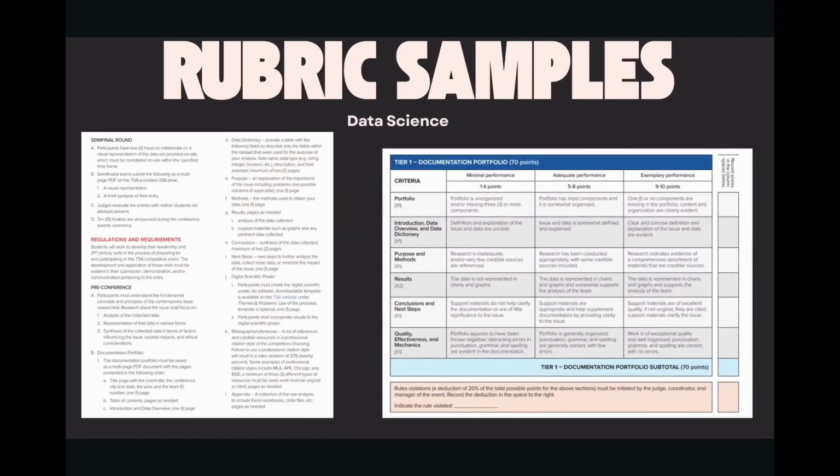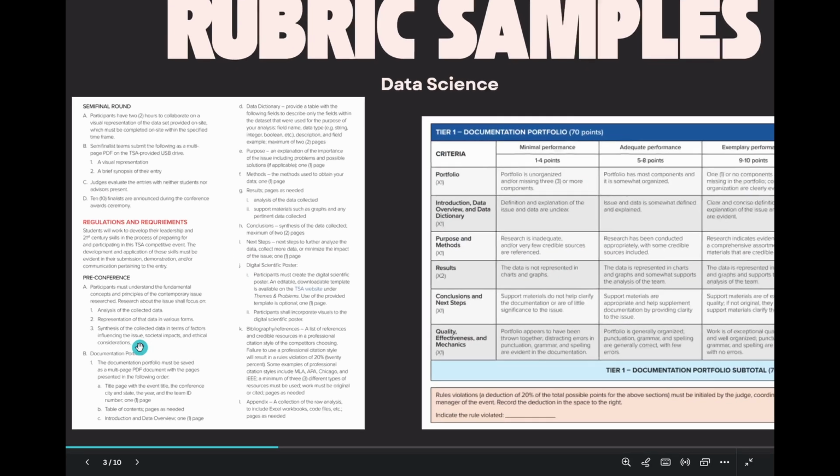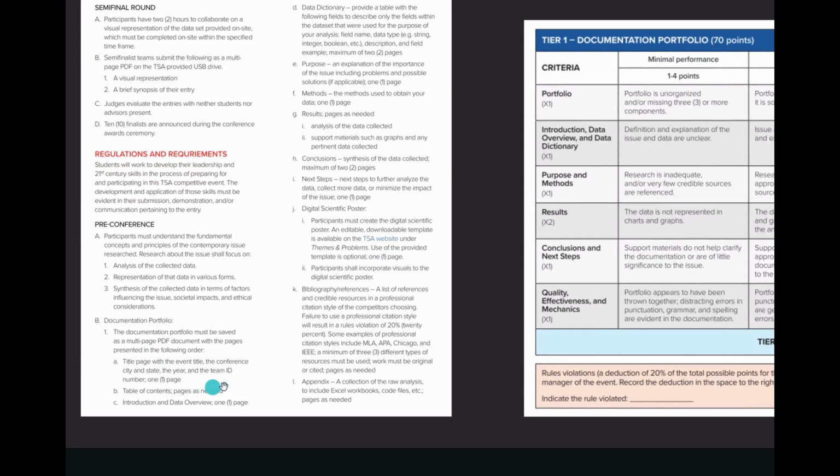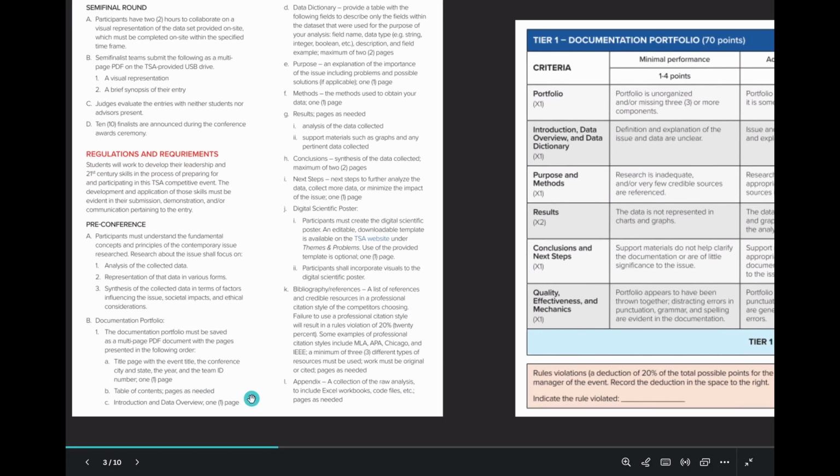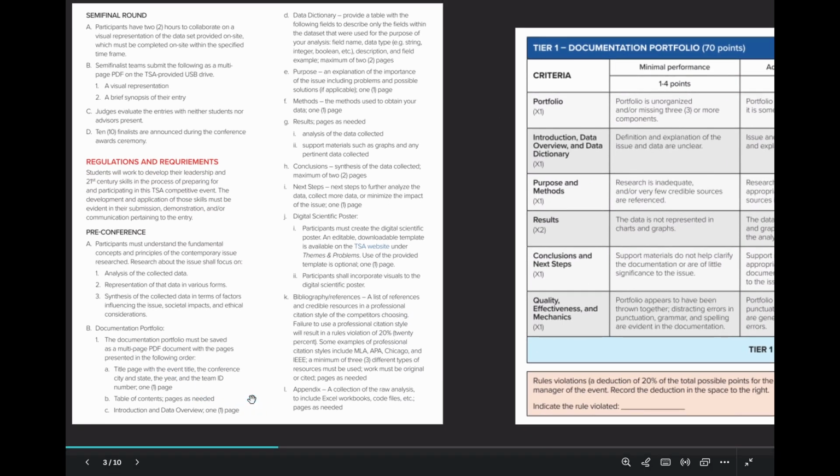Okay, so the first one I'm going to go over is data science. So I'll start by looking over here at the required things and then going over the rubric and the actual scoring. So, okay. Title page, table of contents, that's easy. Introduction and data overview. So, for data science specifically, that's just going over what the question you're investigating, what your research question is, and what data you use to find it.